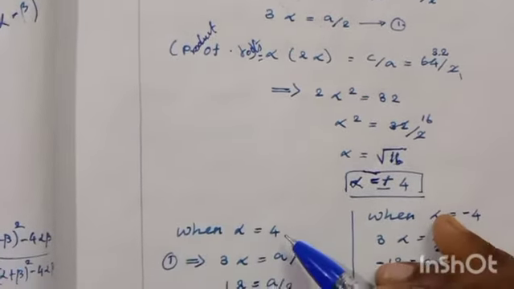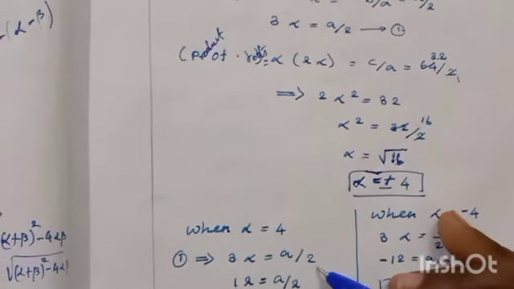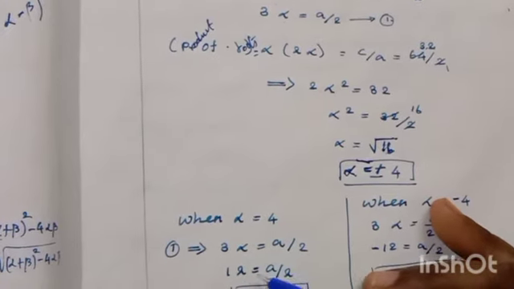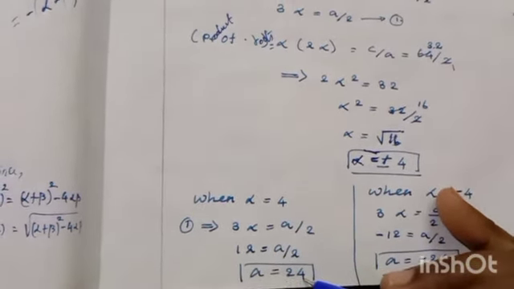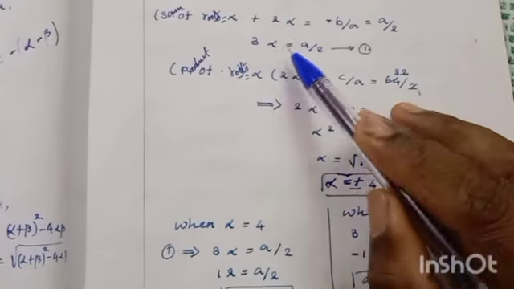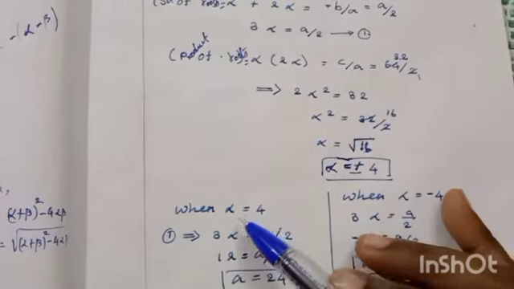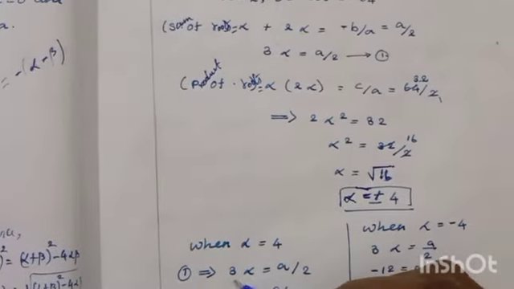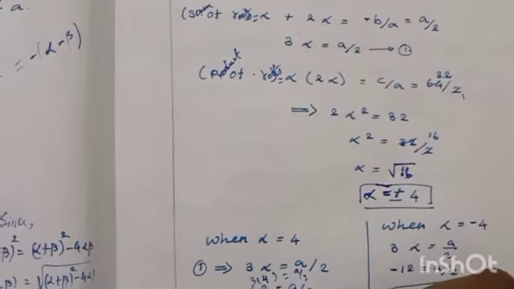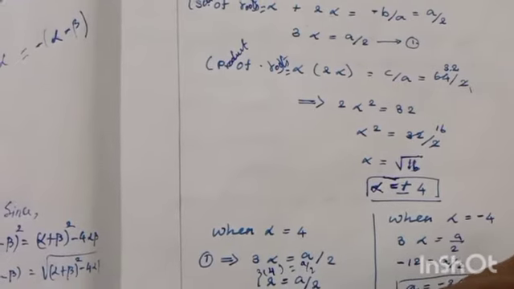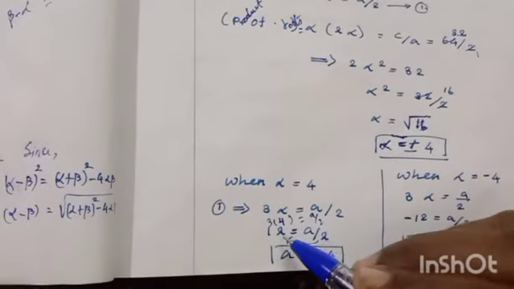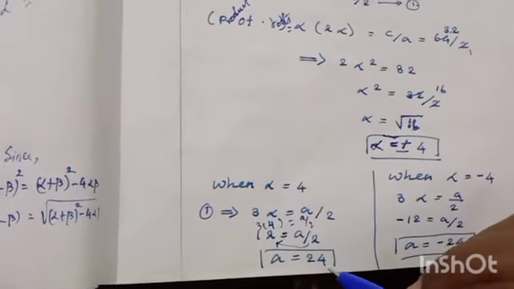Yes students, we have two values, plus 4 and minus 4. When alpha is 4, 3 alpha is equal to a by 2. We found 3 alpha is equal to a by 2, so 3 into 4, 12 is equal to a by 2. So a is equal to 24. Yes, you have to use this first equation: 3 alpha is equal to a by 2. Alpha we found as 4, so 3 into 4 is equal to a by 2. 3 4s are 12 is equal to a by 2. To find the a value, this 2 transposes to this side, and it becomes 24. A is equal to 24.